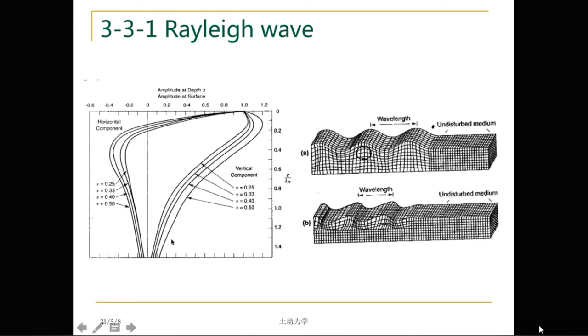You see, this is the horizontal component. The amplitude is amplitude of Rayleigh waves, and this is the horizontal component, and this is the vertical component. And we use different Poisson ratios to discuss it. Okay.